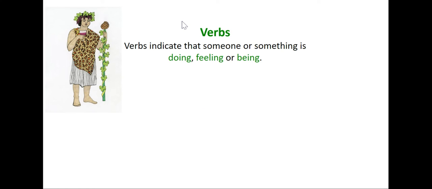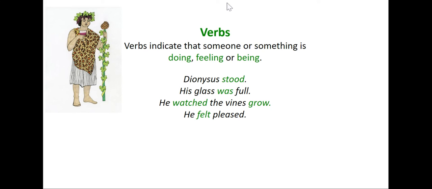We also have another group of word class, verbs. Verbs indicate that someone or something is doing, feeling, or being. All right, so here are some examples on the board. Dionysus stood, his glass was full, he watched the vines grow, he felt pleasure. So they're all things that are being done, being felt, or that are being.